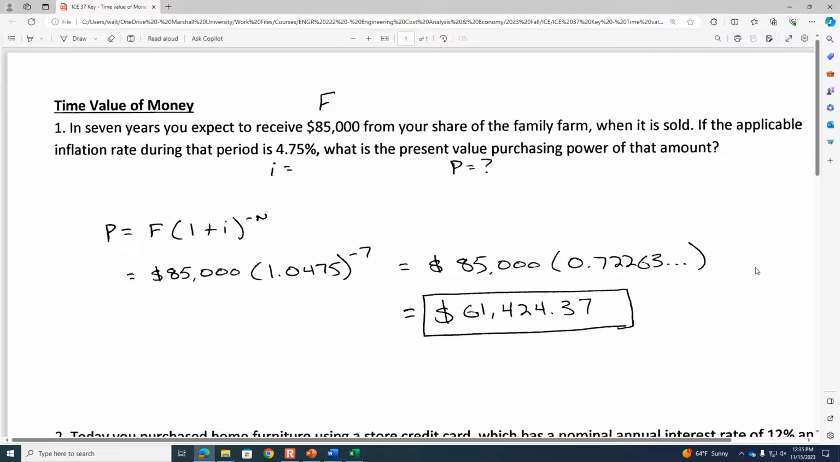Okay, I've got the solution to the first one up on the screen. So if you're going to get $85,000 in 7 years, then that's defining a future amount. So that's F. And if you want to know the purchasing power of it, then we're looking at the inflation as the interest rate. So this one's just find P given F. So it should be $61,424 is the current value of that future amount. Okay. So any questions about that first one?